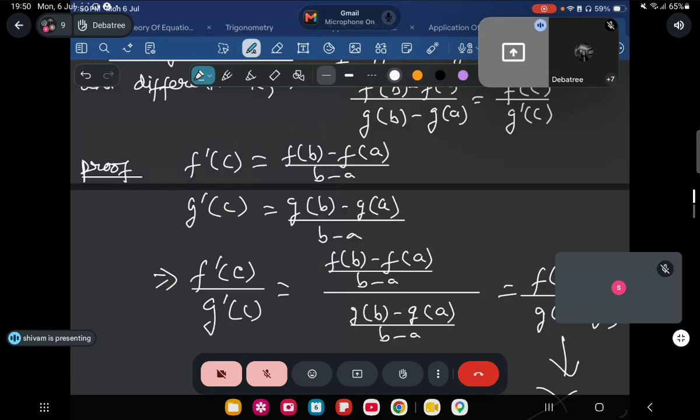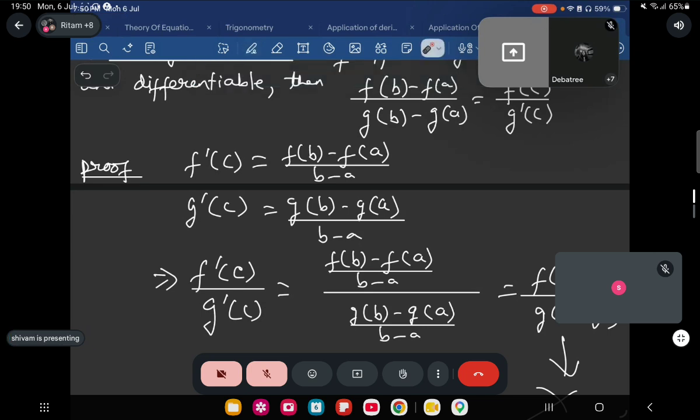Yes, so Debatri has raised the hand. Tell me, Debatri. So because the value of C can't be same in both the cases. It can be same, but it can also be different, so we cannot assume it to be. Correct, everyone. Pay attention. It may happen that this C is different than this C.